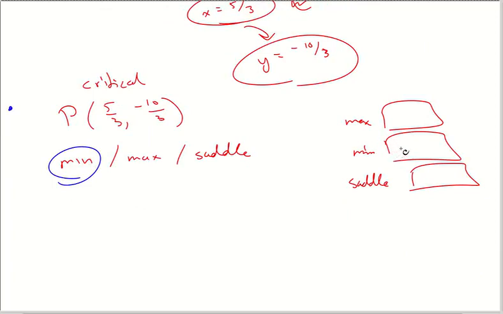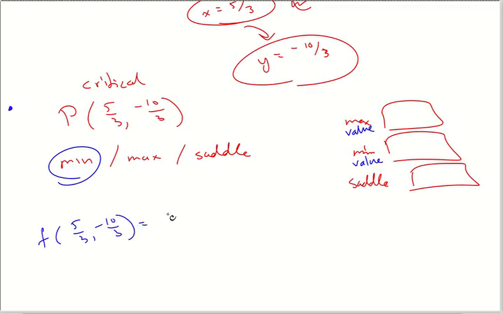Except they don't want the minimum point here. They want the minimum value. And boy, is that going to be interesting. It's not hard. It's just always an extra step. And so they want to know what is f of 5/3, negative 10/3.